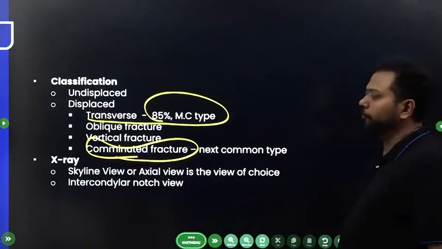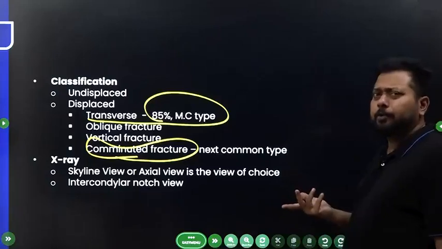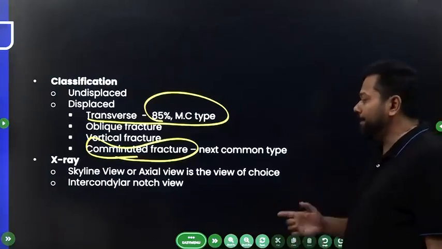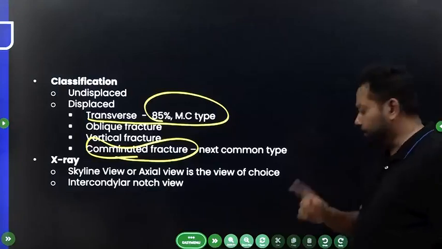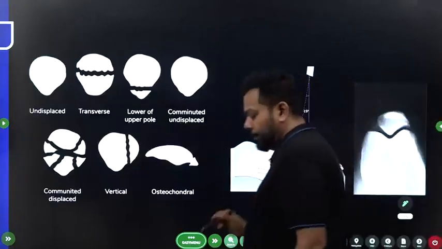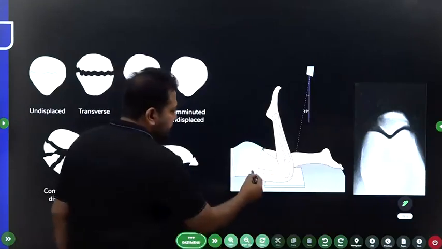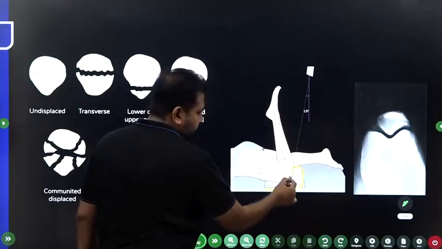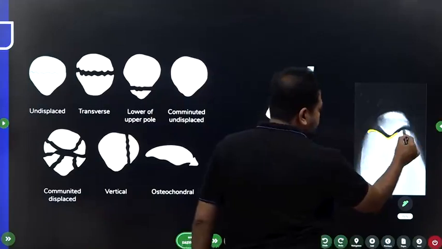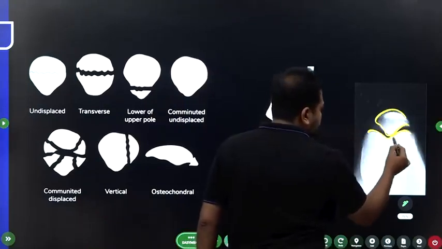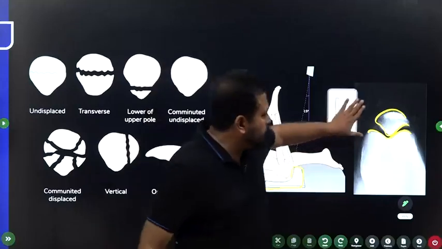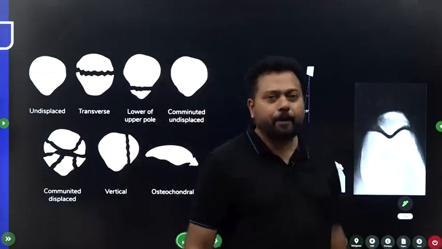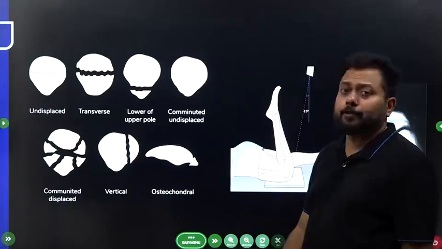The best X-ray view of patella: AP and lateral is a routine view which we do in our OP, but that's not enough. The best view is the skyline view, otherwise called axial view, the view of choice. Look at how this axial view, skyline view is taken. Patient is put in a prone position. The cassette, the film is here. Beam is passing from here. It's covering the patella. You will get an image like this. You see the whole patella and the femoral condyle. You can't miss a single thing in this view. So this is called skyline view, otherwise called axial view. This is the investigation of choice for fracture patella.